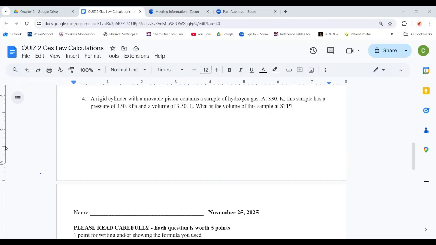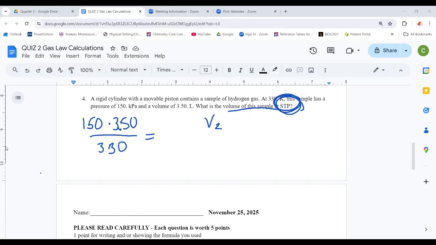We've got a sample of gas at 330 Kelvin. So I'm going to put that as my first temperature. A pressure of 150 and a volume of 3.5 liters. And then on my other side, you have to be real careful about this. This is sneaky. First of all, volume is on the top of this equation, so volume 2 stays here. But what is my new pressure and my new temperature?